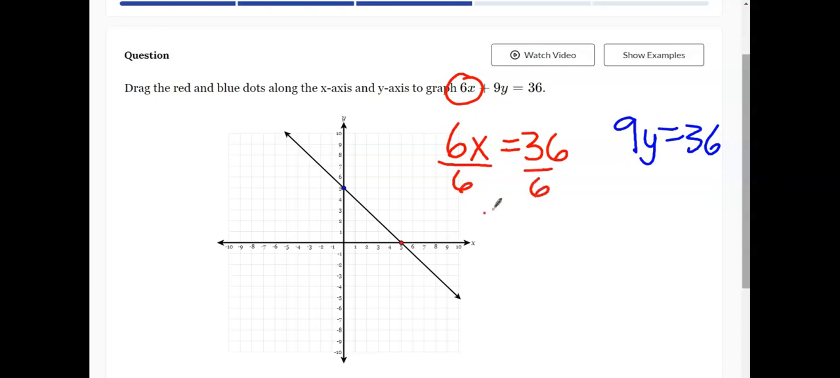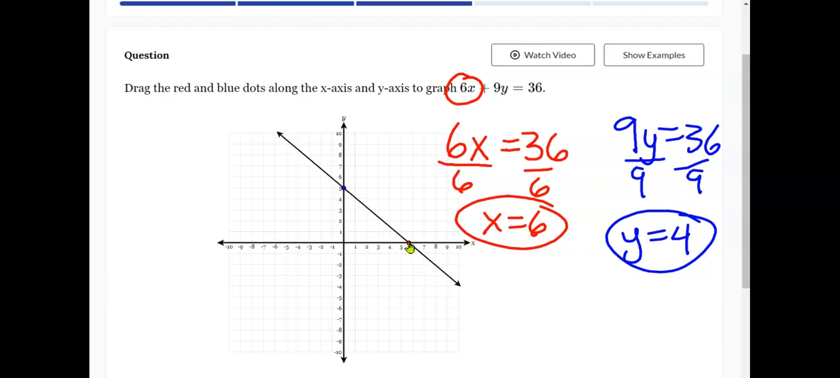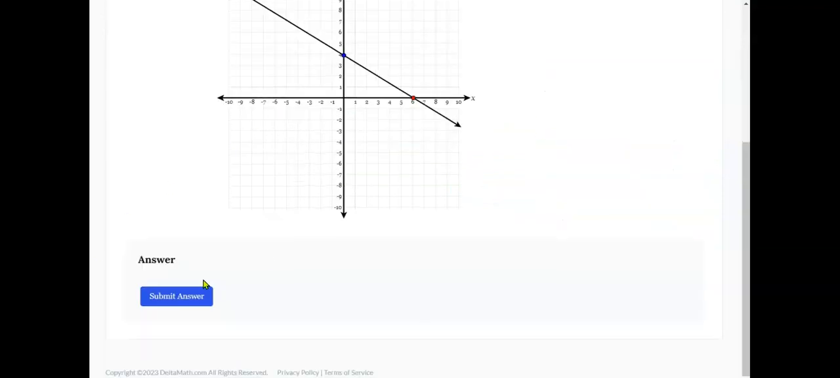So for us, x is going to be equal to positive 6, and y is going to be equal to positive 4. Once you've calculated it, you can slide these red and blue intercept points to their appropriate values. X is 6, y is positive 4. And once you've done that, you can click Submit.